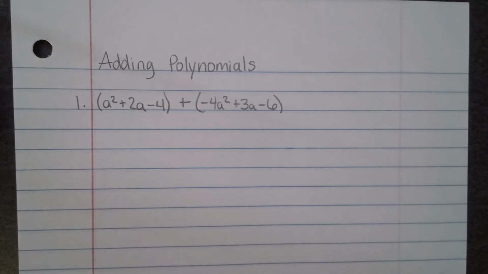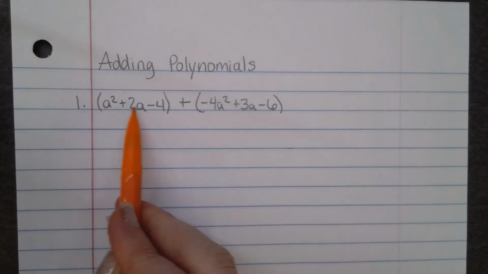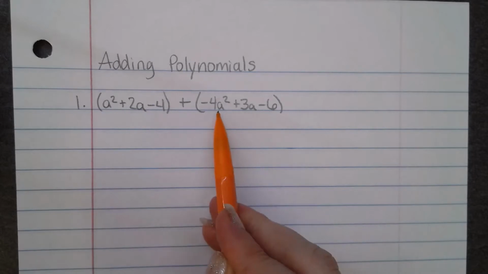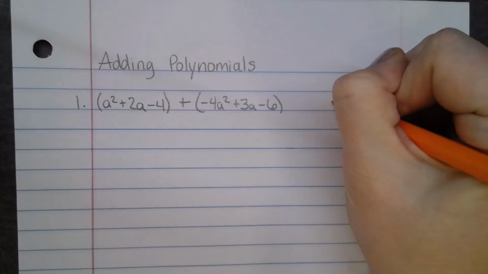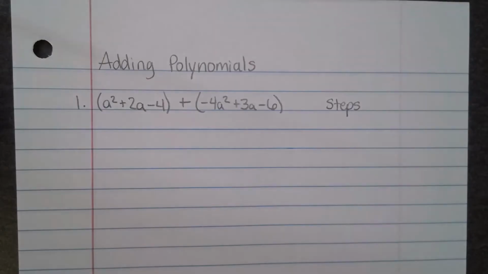That's more the general name, and this specifically is a trinomial because it has 3 terms that we're going to add to another trinomial that has 3 terms. When adding polynomials, you're pretty much going to be looking just for the like terms. So let's write out our steps so we can do this work.